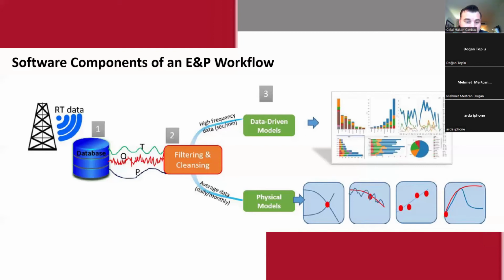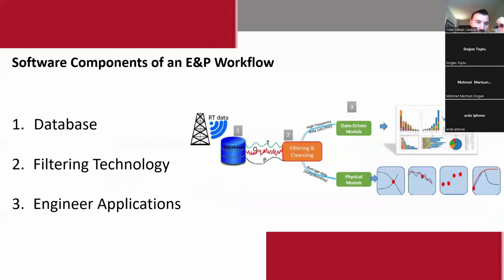And it shows the main steps of the automated engineering workflow, which includes, for example, in the first part, storing information in a database. The second part is to filter and condition, clean data, and extract high-frequency and average data. The third one, send data to the various models and applications in the workflow, all right? Which can include both data-driven models and physical models as well. The figure highlights the importance of these key elements. So here, we can mention three different parts. One of them is the database, the filtering technology, and the engineering applications.